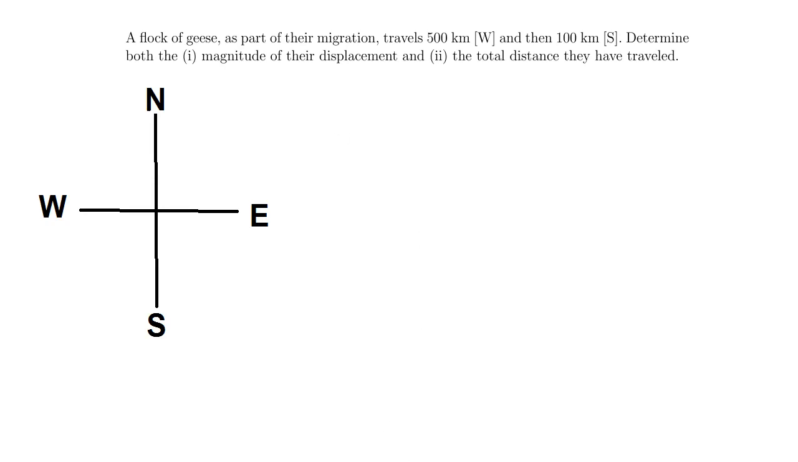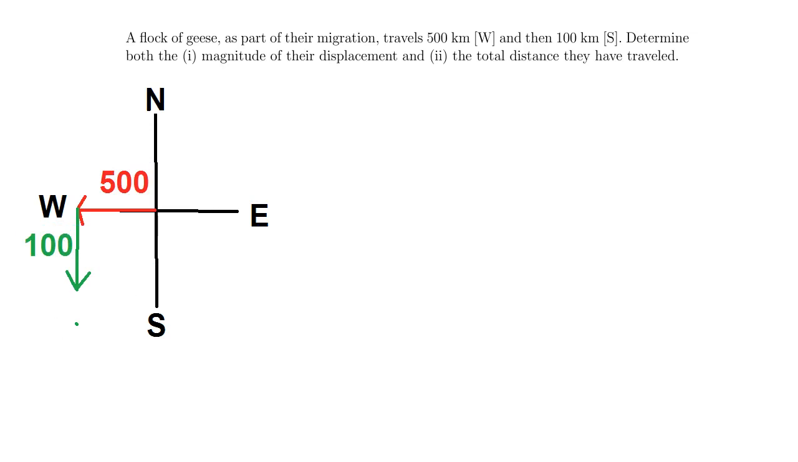traveled. Now, in order to do this, what I recommend you do is you draw out these two pathways. So you can turn a compass into a Cartesian plane. And so what your geese are doing is, first of all, they're traveling 500 kilometers straight west, and then they're going to travel 100 kilometers straight south. And again, it's never necessary to draw these to scale, but we're going to put in the two displacements that we have here. All right, and we'll omit the units just to make our lives a little easier.